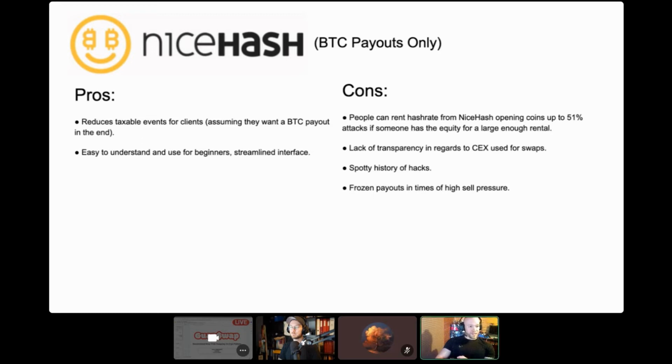Some of the problems with NiceHash is that people can rent hash rate at NiceHash, which can open up different coins to a 51% attack if somebody rented enough of it and directed it at a certain pool and coin. There's a lack of transparency on how they're getting the Bitcoin, what they're using for a swap. There are frozen payouts in times of high sell pressure with them.